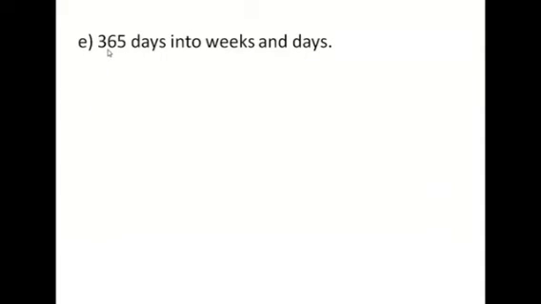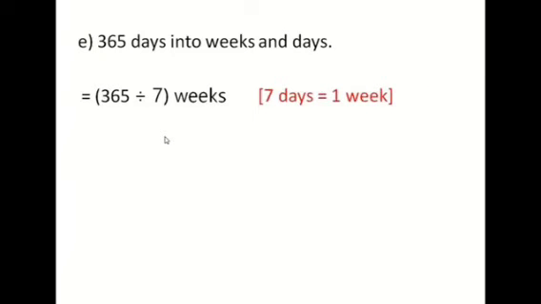Work out one more sum. 365 days into weeks and days. So the relationship between week and day, what is that? You know 1 week equals 7 days. So when we are in days, we have to convert it into weeks. We have to divide by 7. So we can write it 365 divided by 7 as 7 days equals 1 week. So please do the division part in your working column.